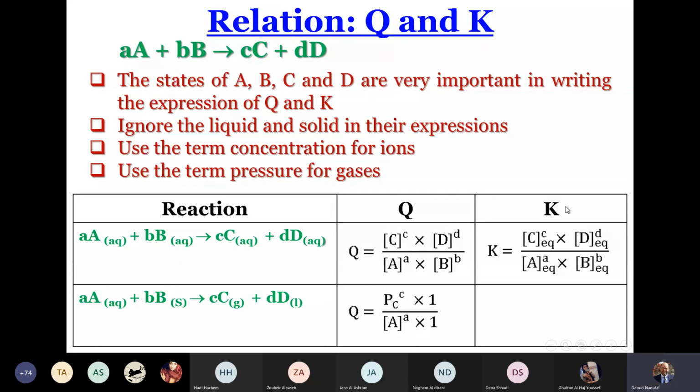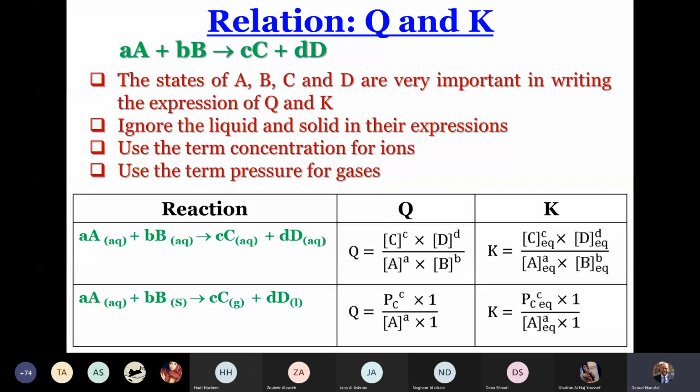Now, how to write the equilibrium constant K? This is the same expression, but you have to pay attention that the pressure of C should be at equilibrium and the concentration of A should also be at equilibrium. This is the difference between Q and K. Q is variable. It depends on the advancement of the reaction.